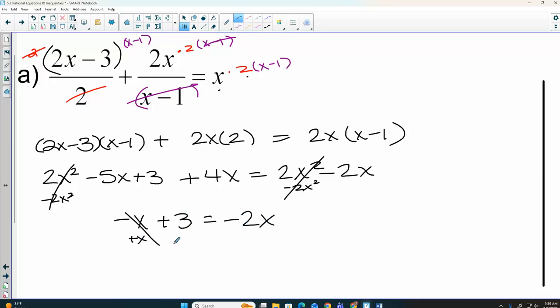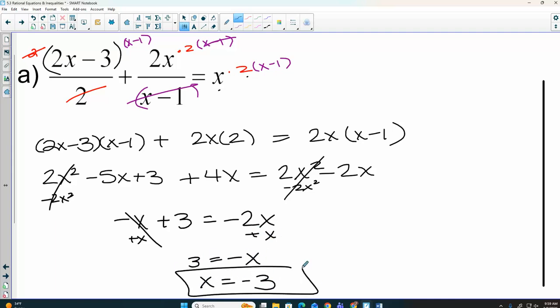I add my x, I get 3 equals negative x, so that means x is negative 3. Is that what we got before? Yeah. So, option 1, option 2. What do you like? Option 2. Okay. So we can agree that while getting the common denominator works, it's just more work. It's easier to multiply and get rid of our fraction.